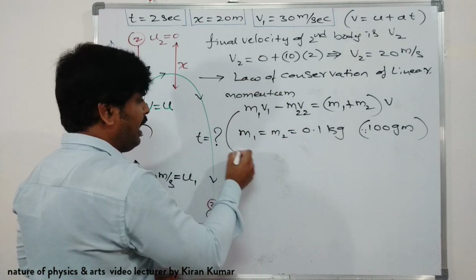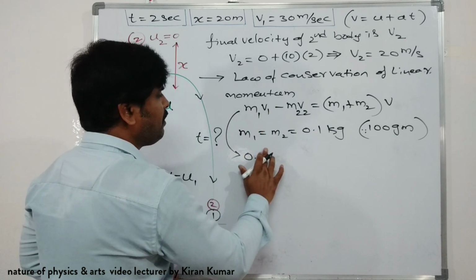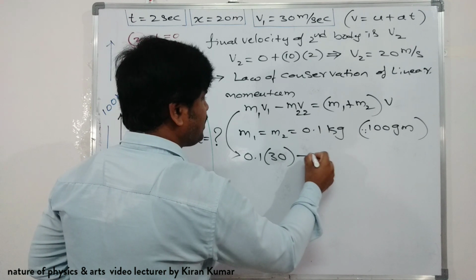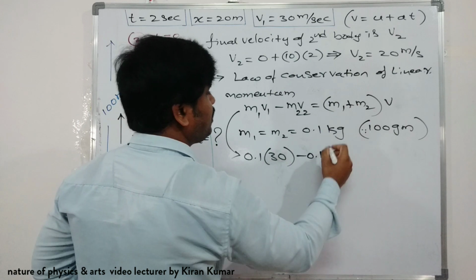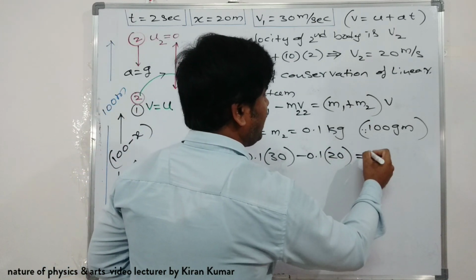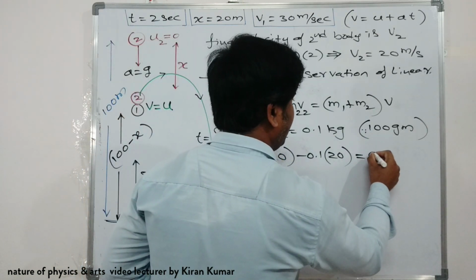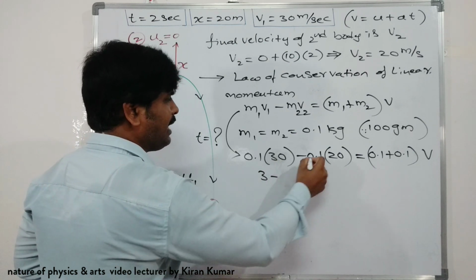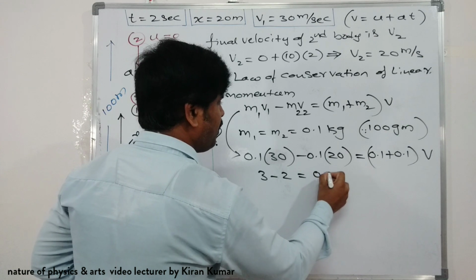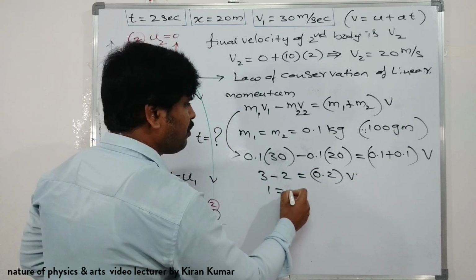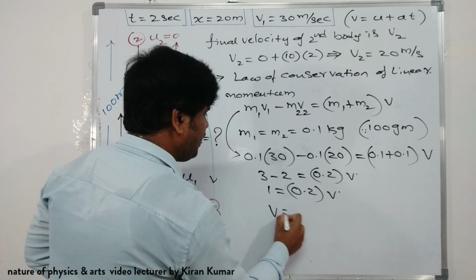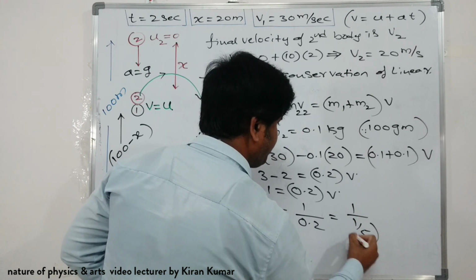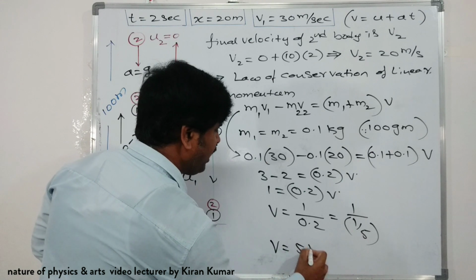We know the v1 and v2 values, and the equation is 0.1 times v1, which is 30, minus m2 value 0.1 times velocity v2, how much? We got 20 meter per second, which is equal to m1 plus m2, that is 0.1 plus 0.1, into velocity v. So 0.1 times 3 minus 2 is equal to 0.2 times v. So this is 1, which is equal to 0.2 v. So velocity v is equal to 1 divided by 0.2, which is 1 by 5. So v is equal to 5 meter per second.